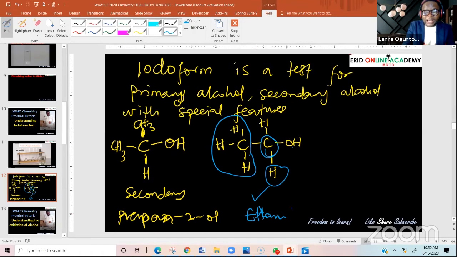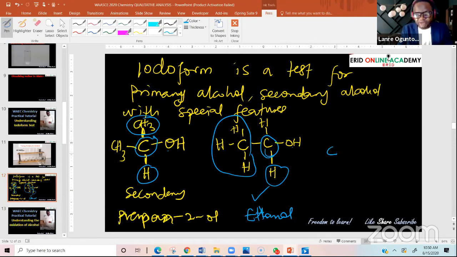So we can see here that ethanol can give us a positive test with iodine. Then propan-2-ol, can it give us a positive test with iodine? How do we know? Look at the carbon carrying the OH. This is the carbon carrying the OH. The carbon has hydrogen and also has a methyl group. So that means it will give us a positive test.